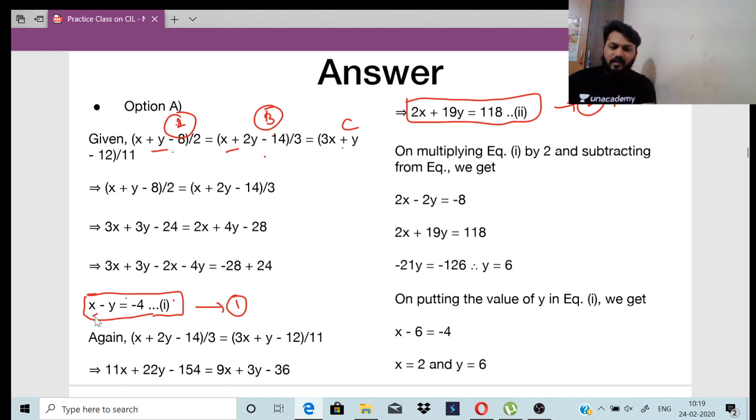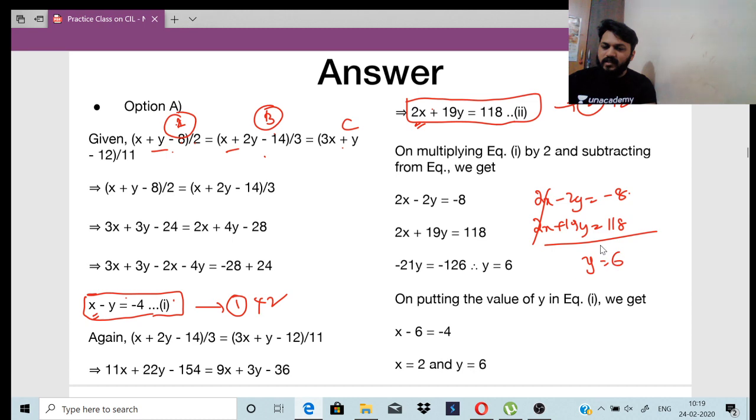In both, x can be made similar. So multiply equation 1 into 2, not equation 2, okay? This will be 2x minus 2y is equal to minus 8, and the other is 2x plus 19y is equal to 118. Solve this. The x and x will cancel. Here we get minus 2y plus 19y, minus 21y is equal to minus 126.